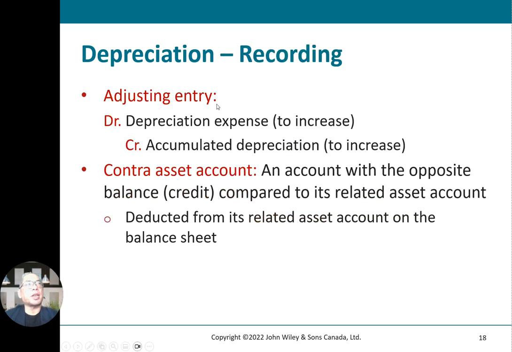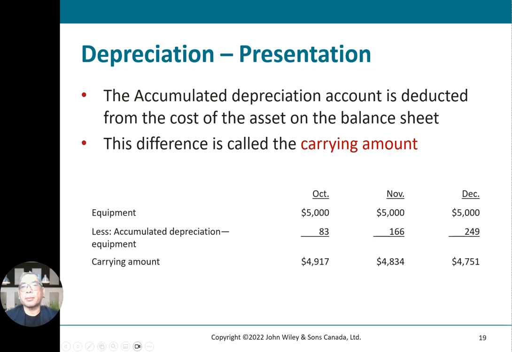Depreciation, in terms of adjusting entry: debit depreciation expense to increase, and credit accumulated depreciation to increase. So basically, this is the typical adjusting entry. What are contra accounts? A contra asset account is an account that has the opposite balance, a credit, compared to its related asset account. It is deducted from its related asset account on the balance sheet. In terms of presentation, the accumulated depreciation account is deducted from the cost of the asset on the balance sheet. The difference is called the carrying amount.